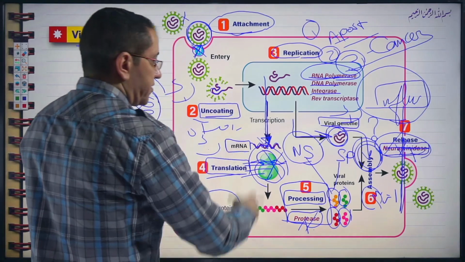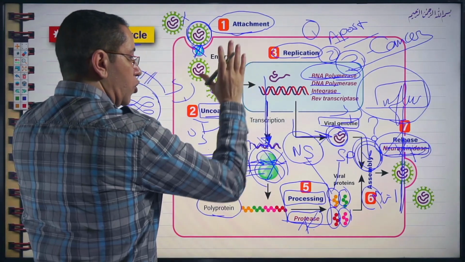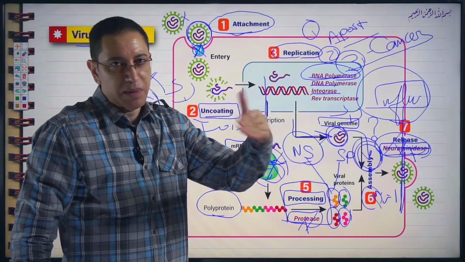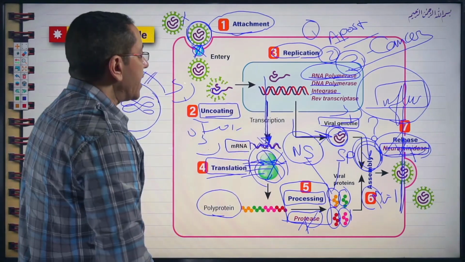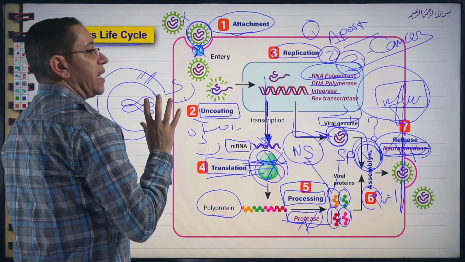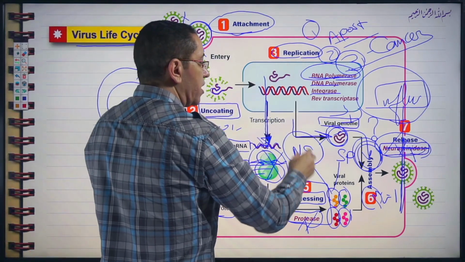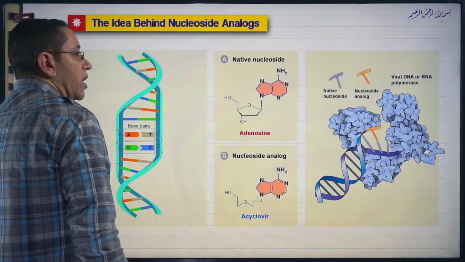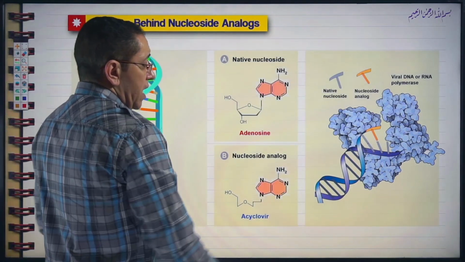Now we have finished the life cycle, and if you could understand these concepts, everything would be so much smoother for you to understand when we discuss the drugs. When I tell you that we have a drug that prevents the attachment, or prevents the uncoating, then you know what it means. Prevents the replication, then you also know, because you now have an idea about the nature of this system. Now let's move to the next photo.